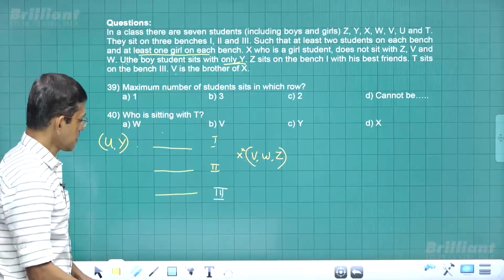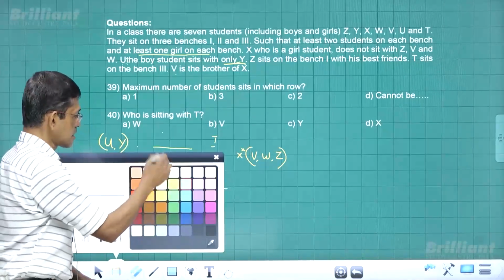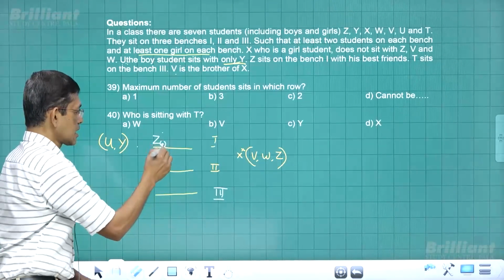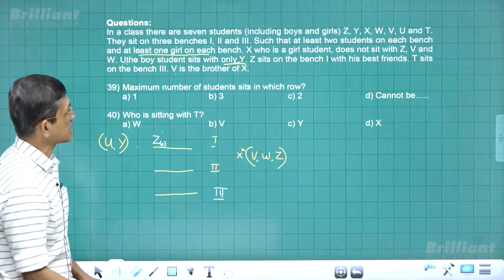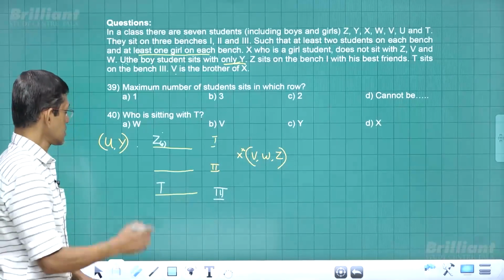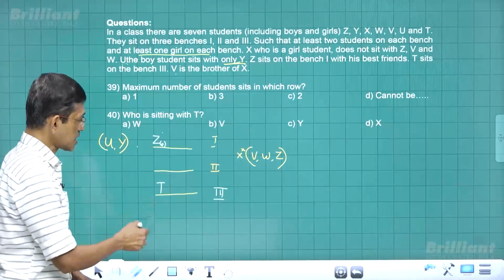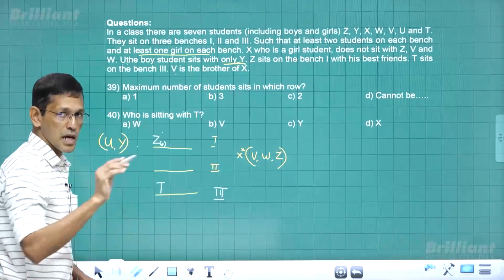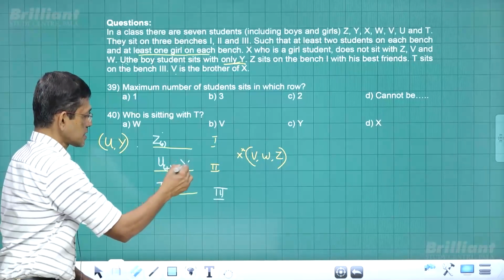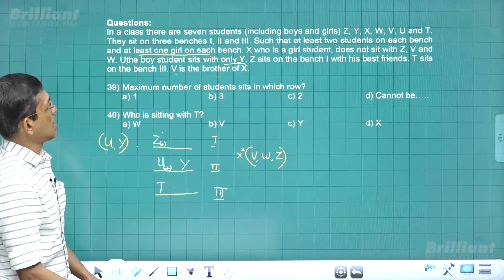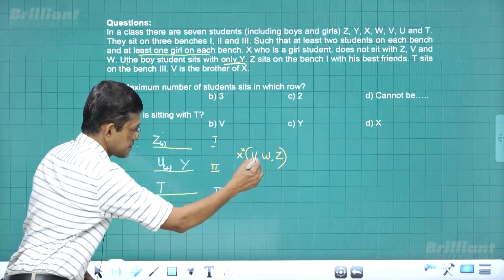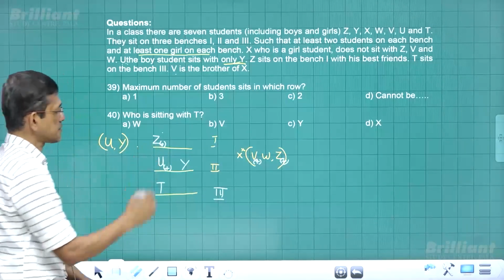And Z sits on bench number 1 with his best friends. So Z is a boy, male, with his best friends. Who are the friends? We have no idea. And T sits on bench number 3. So that means U and Y cannot sit on bench number 1 or bench number 3, because U sits with only Y and nobody else can be with them. So U and Y must be here, on bench 2. U is a boy and Y is here. And T sits on bench number 3, and V is the brother of X, so V is a male. And Z is a male as well, that's already been marked.